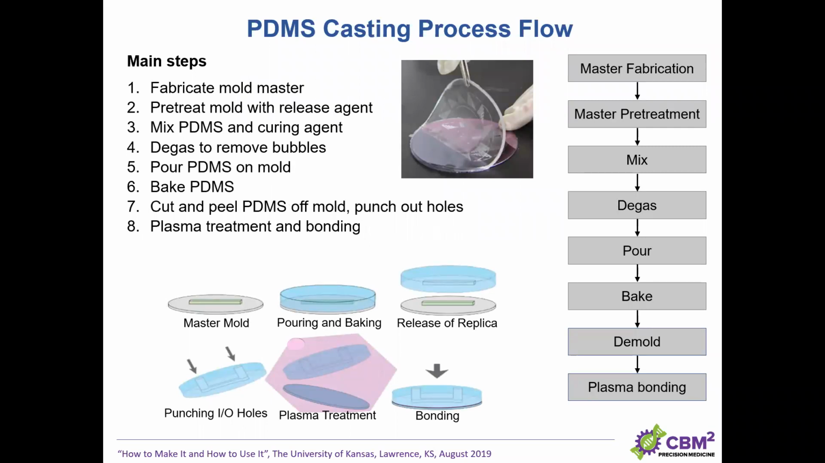Okay, so let's just look at how we make PDMS devices through casting. As I mentioned, for any replication method, you have to fabricate the master first. Then you pre-treat the master, prepare your PDMS resin, remove the bubbles, pour over the master, bake, demold, and bond the device. It's schematically shown on the diagram here. Let's just go step by step.